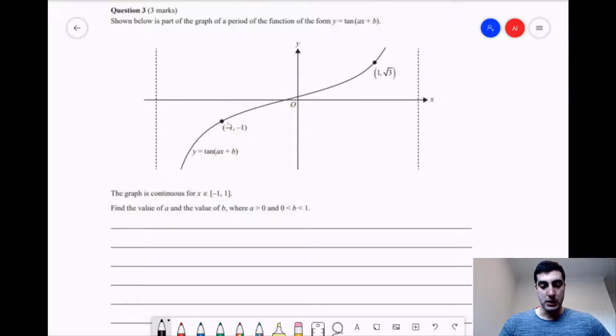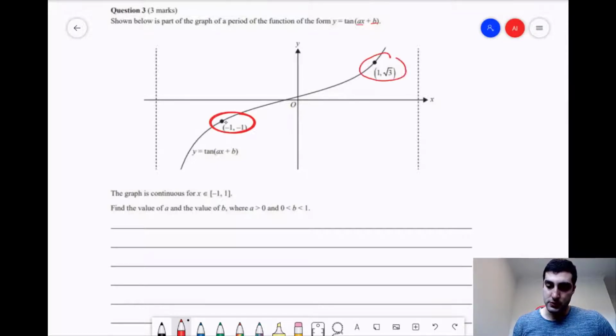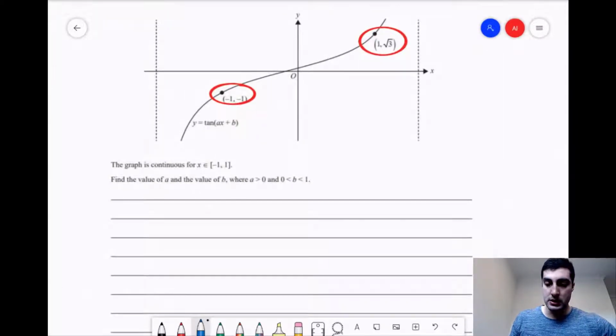So really the key thing that we need to identify is the fact that we've got two unknowns, right? A and b. And we're also given 2 points. So really this is just another form of a simultaneous equations type of problem. So how are we going to start this? Let's start off by picking any of the 2 points and substituting them into the equation.